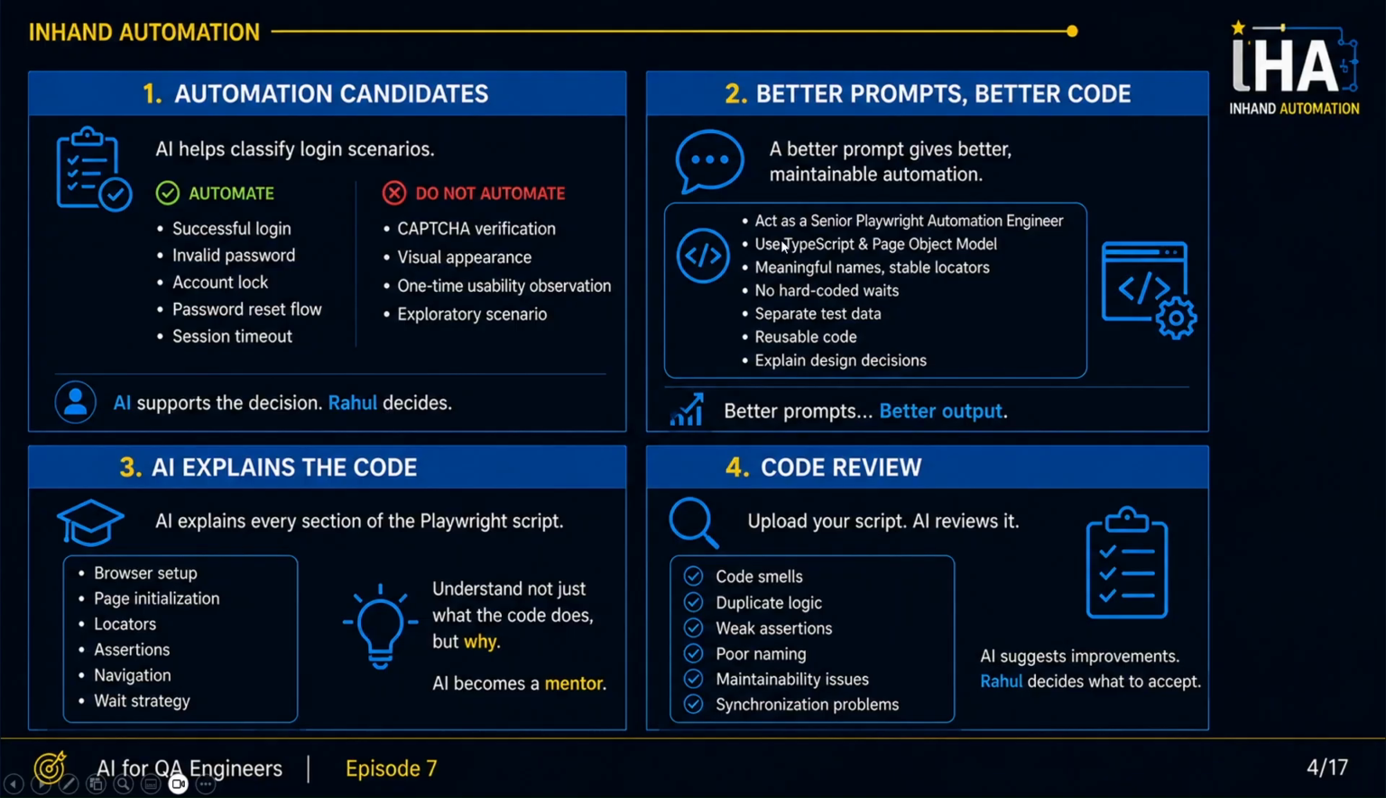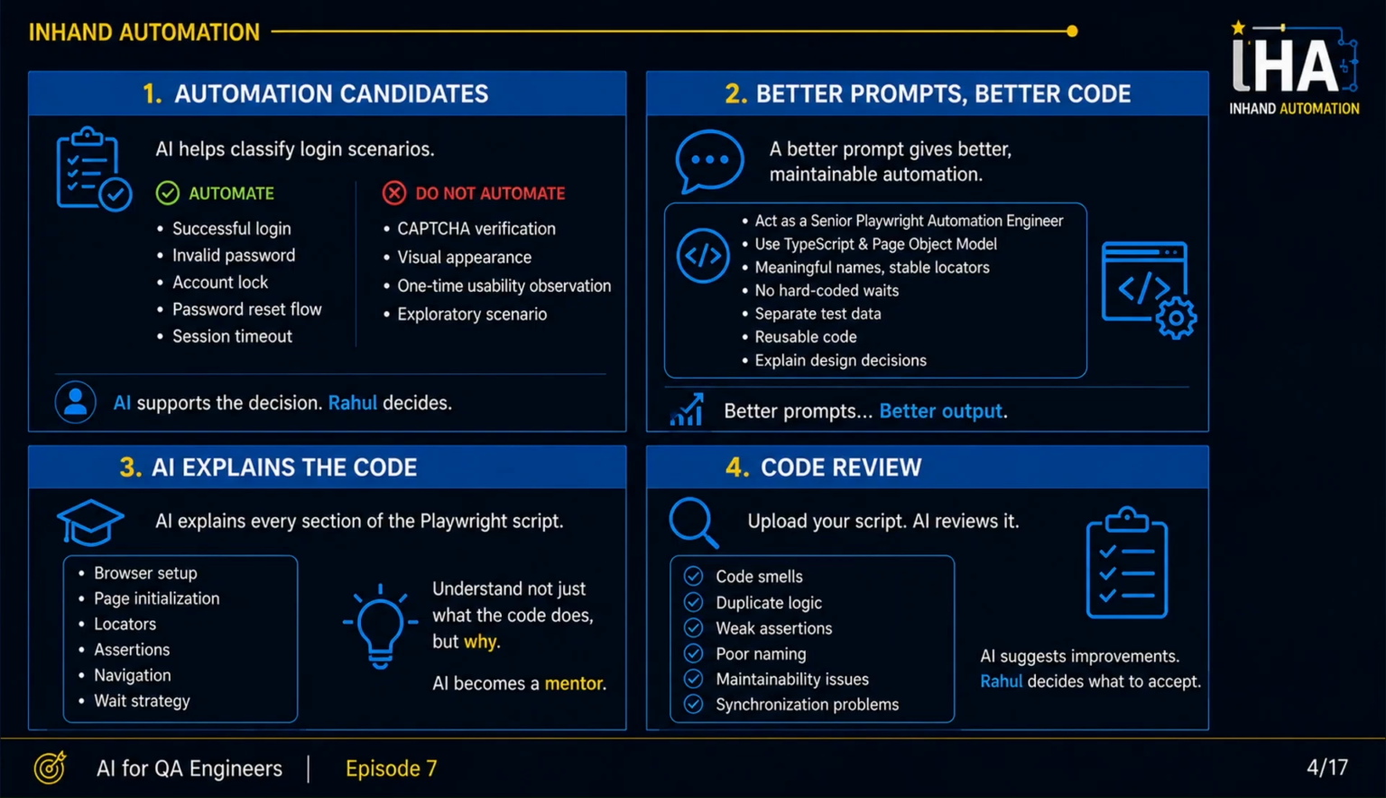Yes. So using the RCTCO framework, Rahul created this particular prompt. Here he is giving in the prompt: act as a senior Playwright automation engineer, use TypeScript and page object model, meaningful names, stable locators, no hard-coded waits, separate test data, reusable code, and explain design decisions. And he realized that, as we learned in the prompt engineering episode, a better prompt will lead us to a better output.